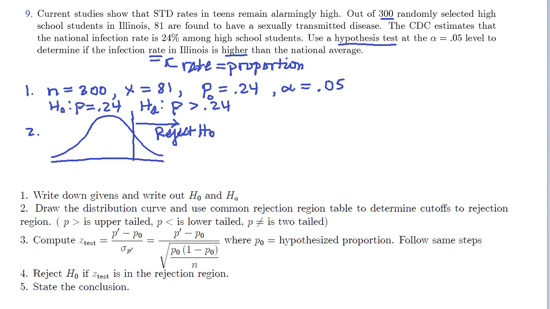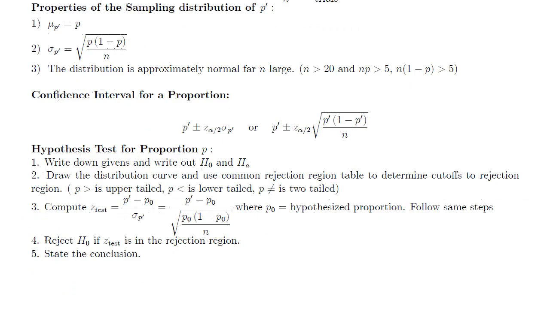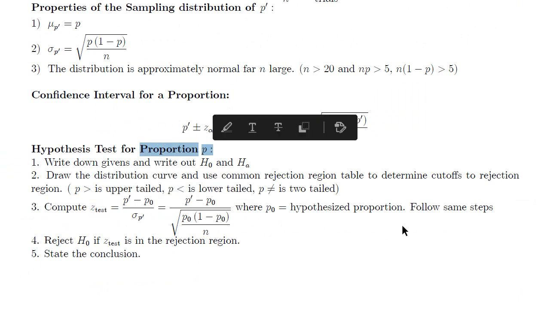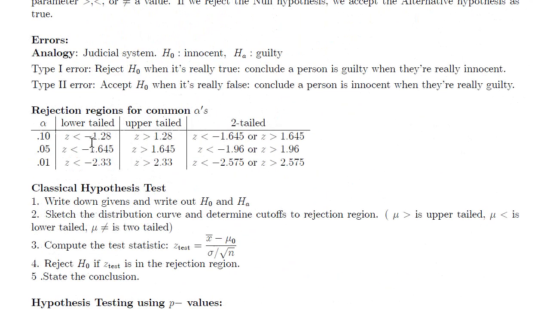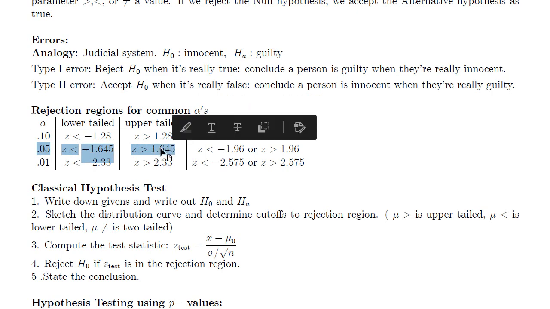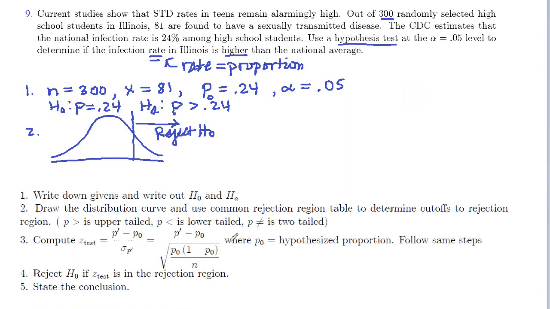We can get this from the table of common values here. So go back to our formula sheet. Remember, we use z values with proportions. So we can go back to our list of common cutoffs for rejection regions. So here are rejection regions for common alphas. This is an upper tail test, 0.05. So 1.645 there. So this cutoff is 1.645.